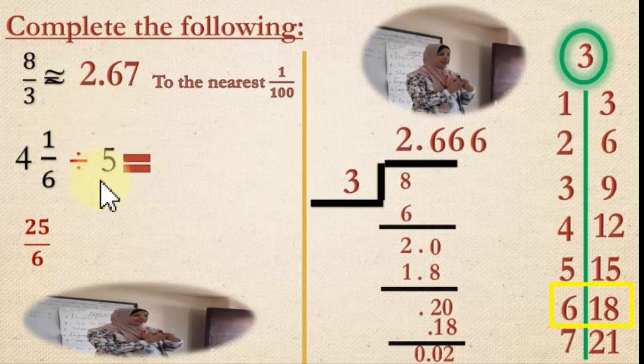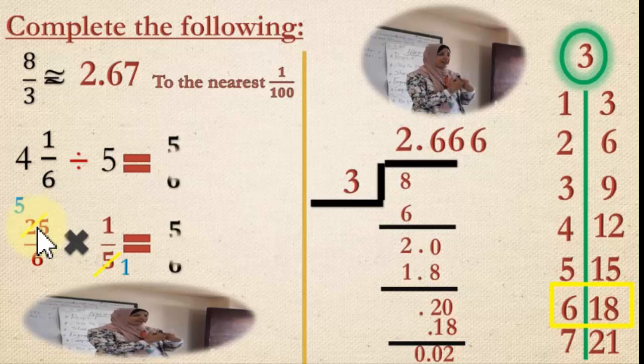After that, convert the division sign to a multiplication sign. After that, get the reciprocal of 5, which is 1 over 5. Now we can divide 25 by 5, which is 5. So 5 times 1 equals 5, and 6 times 1 equals 6. So the value equals 5 over 6.